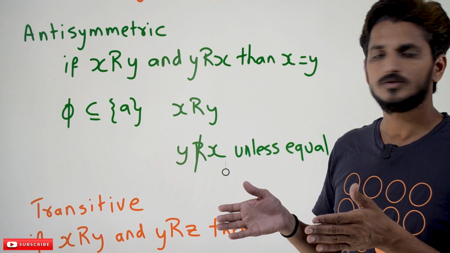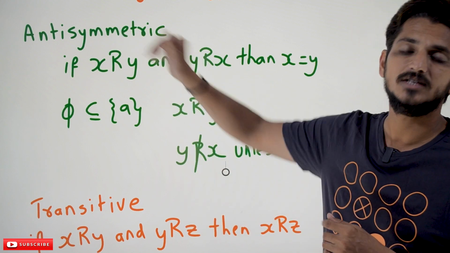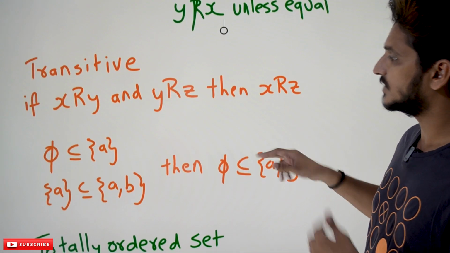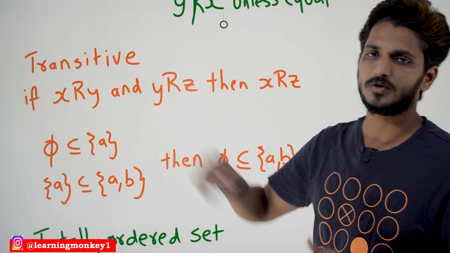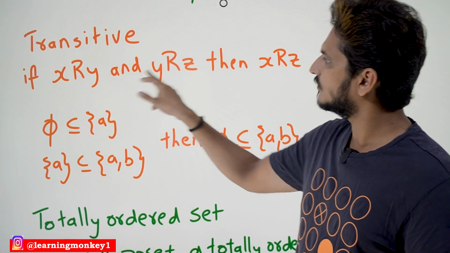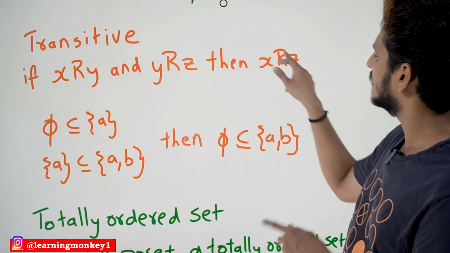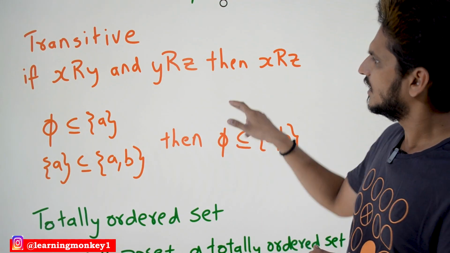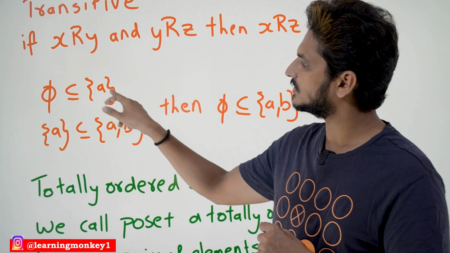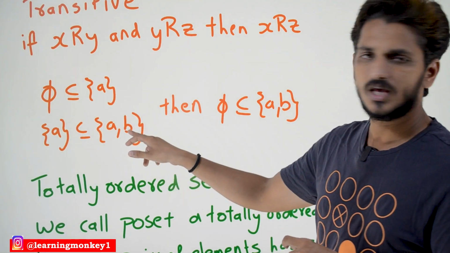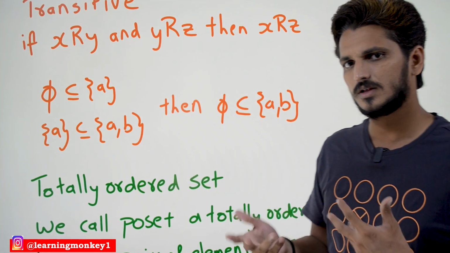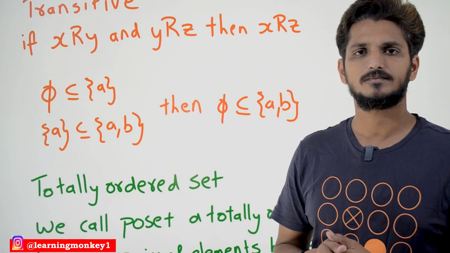So that's why it is satisfying the anti-symmetric property. Now coming to the next property, the transitive property, we have to check if x relates y and y relates z, then x relates z. This has to happen. Yes, you take any three elements from our relation, phi subset of a, subset of a comma b, then definitely phi subset of a comma b. You take any pair, it is going to happen.